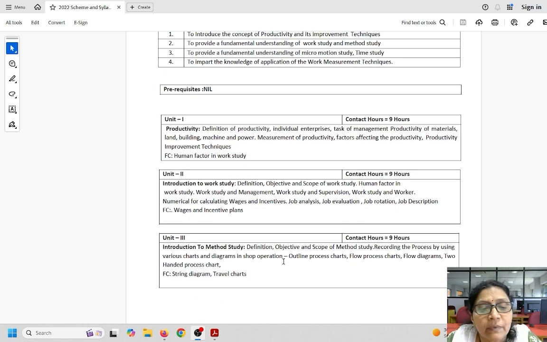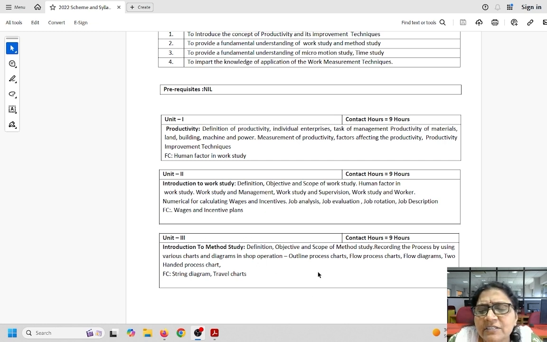And unit 3, the same, the method study in detail you are going to learn in unit 3, that is objective, scope, and what are the different steps, or 6 steps we identify in method study. One is selection, recording, critical examination, develop the best method, and install and maintain the new method of doing the job, which is totally productive at that point of time.